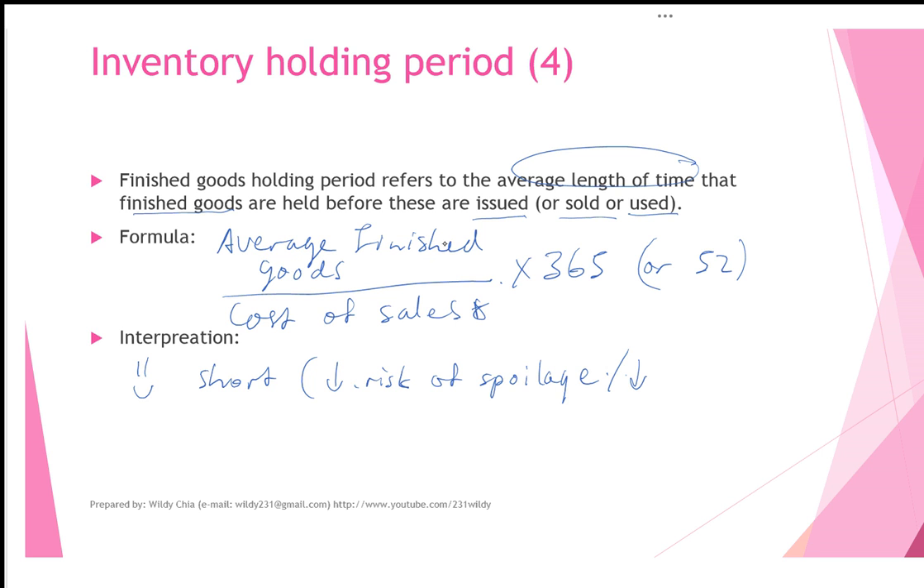Certain things such as electronic goods like handphones cannot be kept for long because there is risk of obsolescence. Handphones tend to age very quickly and be outdated very quickly because of advances in technology. The downside with having a long finished good holding period, very simply, is that there is high risk of spoilage if you are keeping goods such as vegetables, food products, and so on. If electronic goods are kept, there is also high risk of obsolescence. So, in short, holding period should be as short as possible.